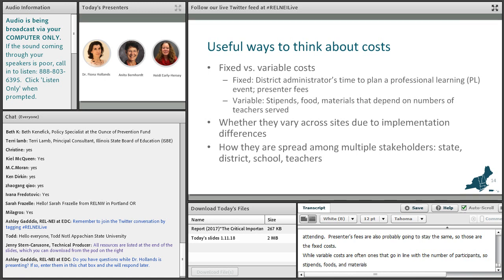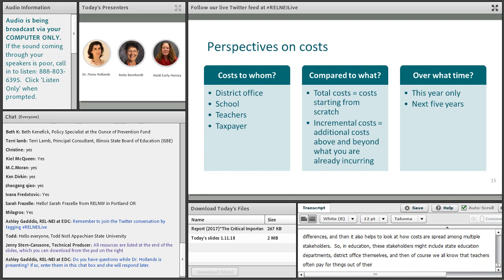As we saw with the READ 180 example, it's a good idea to look at whether costs vary across sites due to implementation differences. And then it also helps to look at how the costs are spread among multiple stakeholders. So in education, these stakeholders might include the state education department, the district office, the schools themselves, and then of course we all know that teachers often pay for things out of their own pockets. So for example, they might be paying for a degree program.